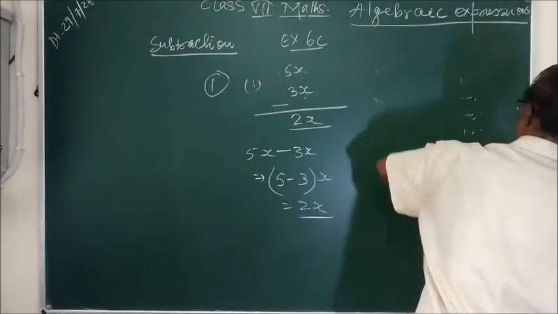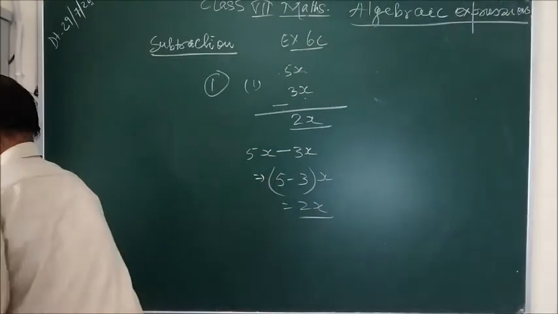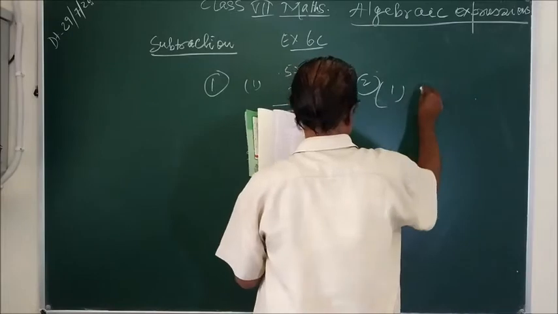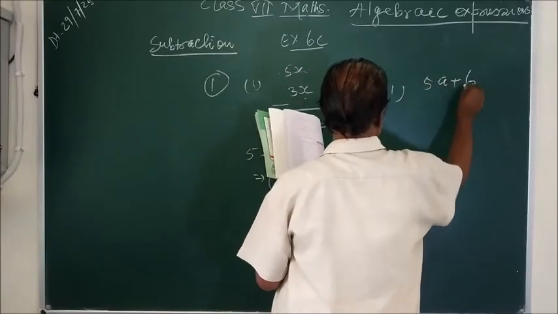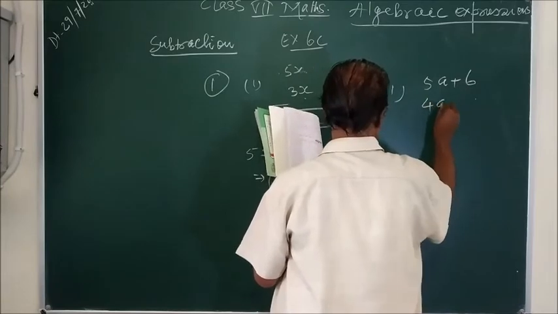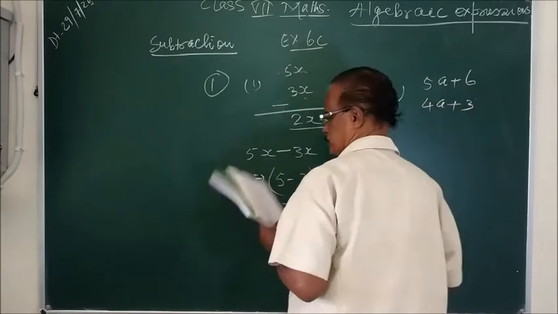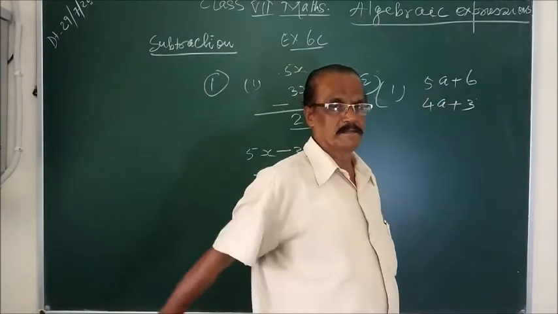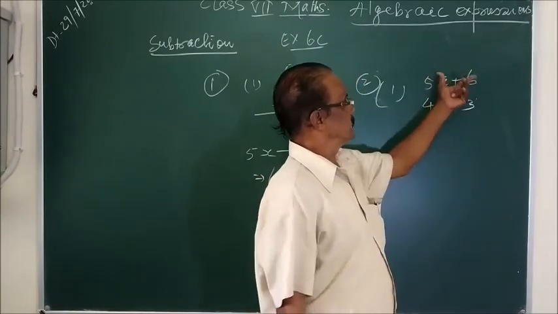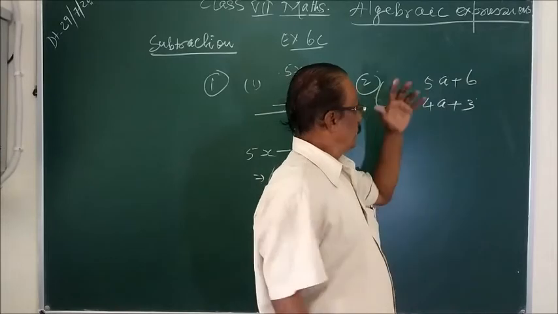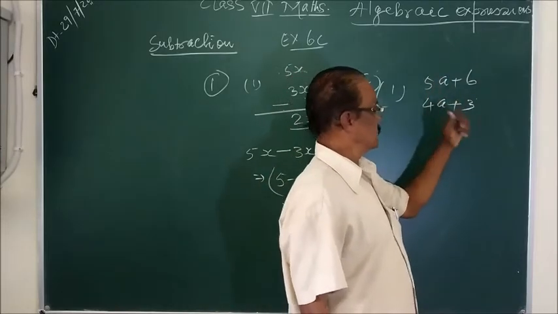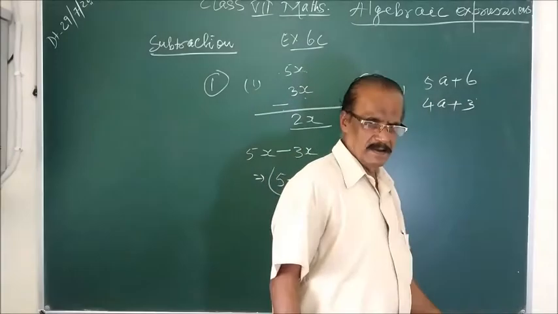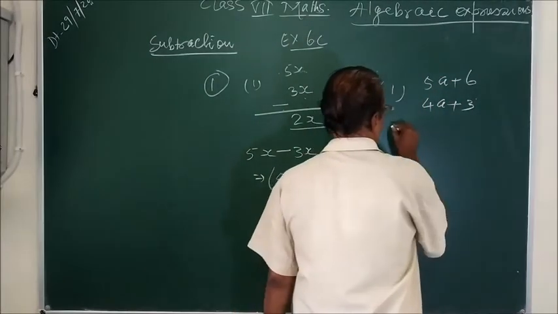Now you see some more questions. Now you see question number 2. First question: subtract 5a plus 6 and 4a plus 3. Now you have to subtract these two terms from these two terms. So which is to be subtracted, you write downward, and from which you have to subtract, you write upward. And now you change the sign.